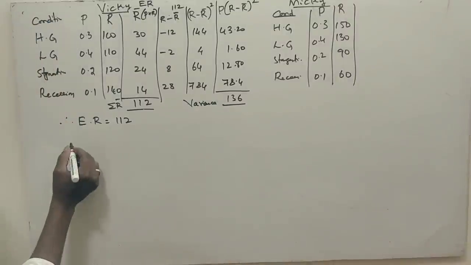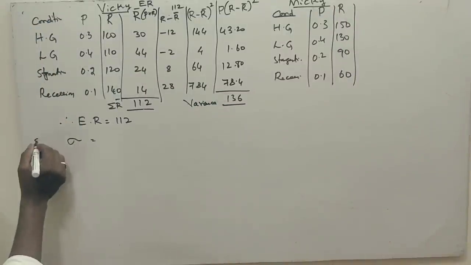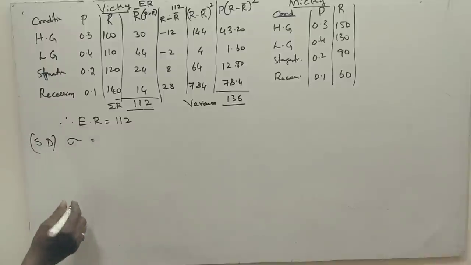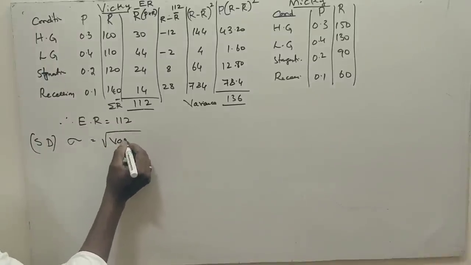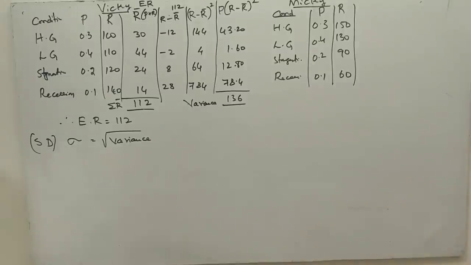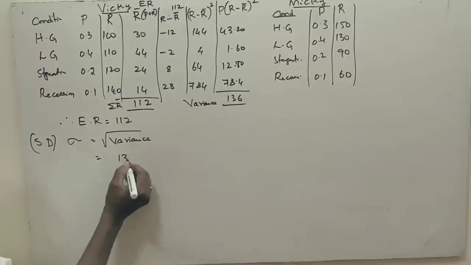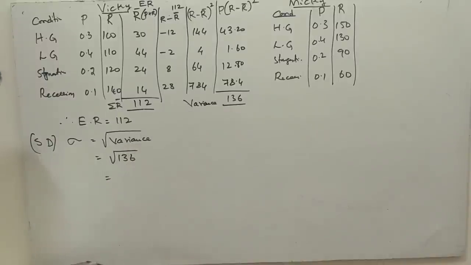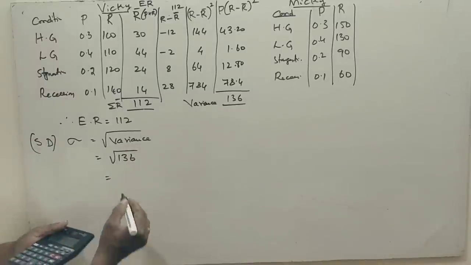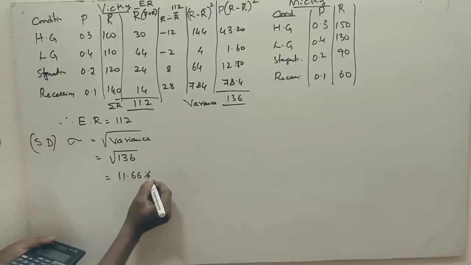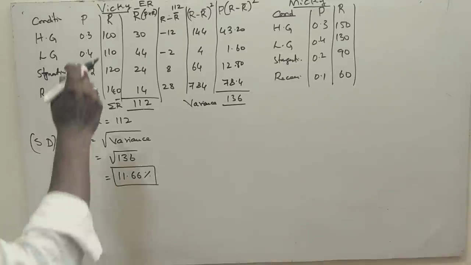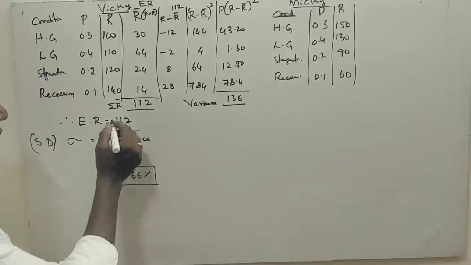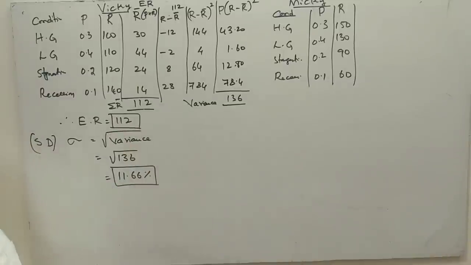Now, how to calculate standard deviation? Standard deviation, we get root of variance is nothing but a standard deviation. This is what we learnt in statistics. Now, the root of variance is root of 136. Root of this is 11.66%. The risk rate is 11.66% in case of Wiki and expected rate of return is 112.